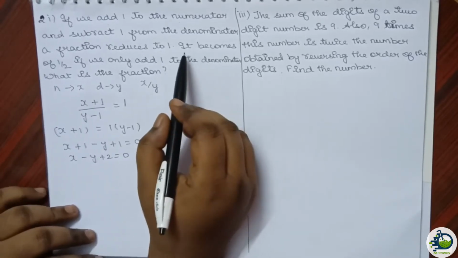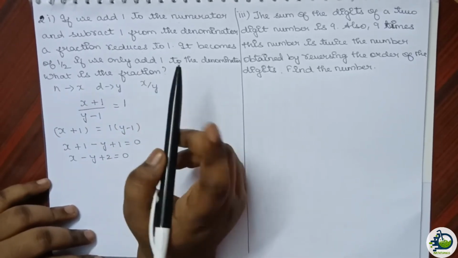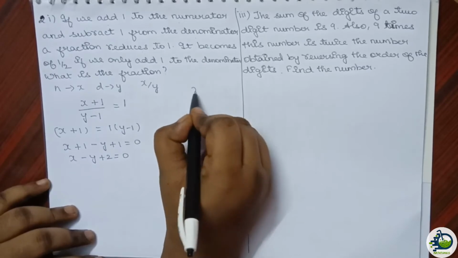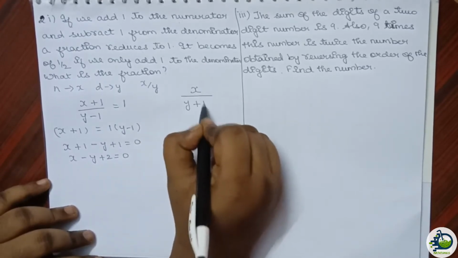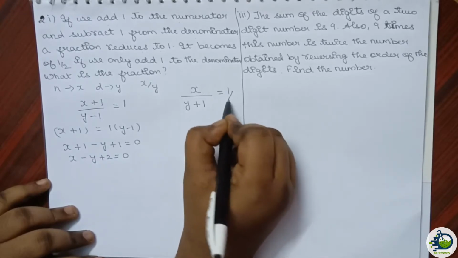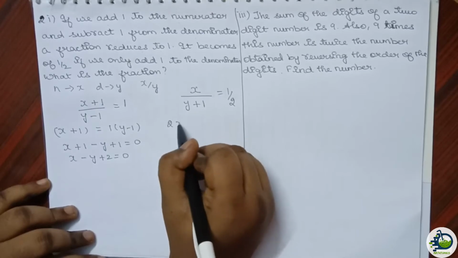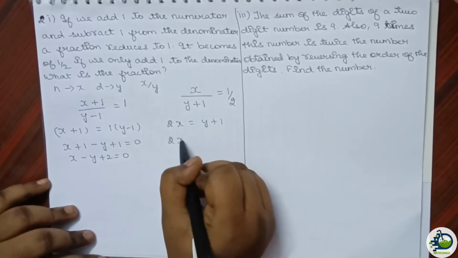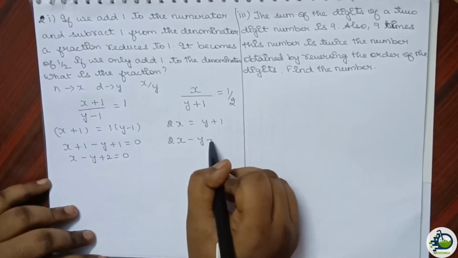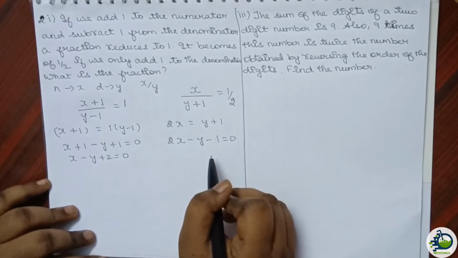Now the next statement states that it becomes 1 by 2 if we add only 1 to the denominator. So keeping the numerator as it is, and if I add 1 to the denominator, the fraction becomes 1 by 2. When I cross multiply this, I will be getting 2x is equal to y plus 1. When I bring everything to one side, I am getting 2x minus y minus 1 equal to 0. So these two are the equations I am getting.